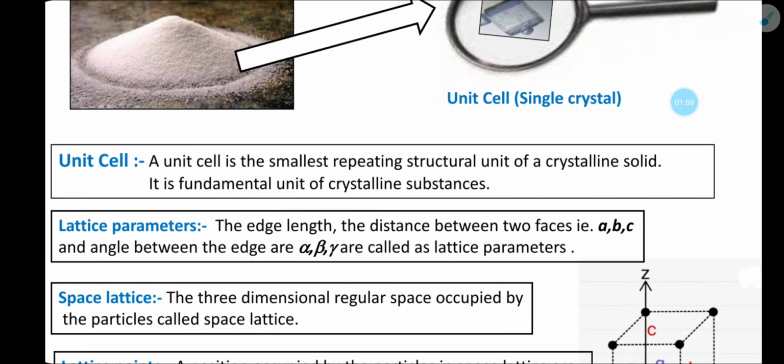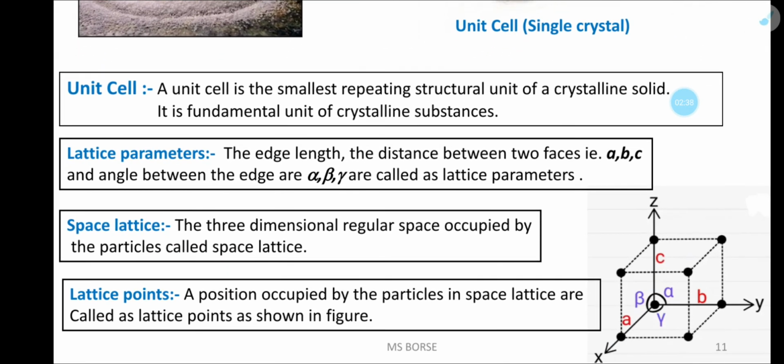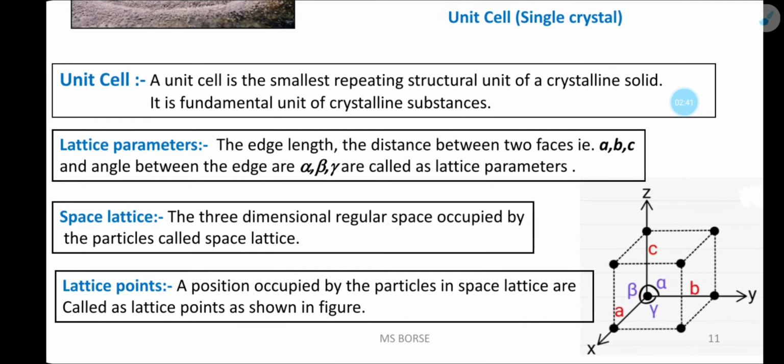So let us see what a unit cell is. A unit cell is the smallest repeating structural unit of the crystalline solid, or it is called the fundamental unit of a crystalline substance. Now, to identify this unit cell, that means where the atoms are located, where the interfacial angles are, and what the edge length is, that means the distance between two atoms, or we can say the bond length, we can determine that by doing microanalysis. So this is about the unit cell.